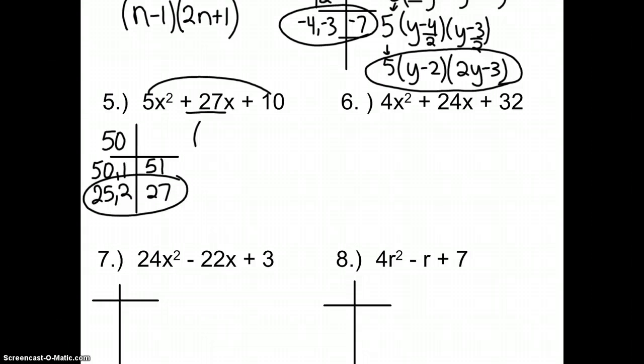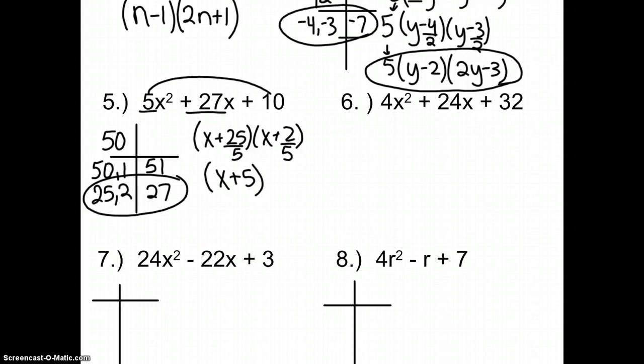So our factors are x plus 25 and x plus 2. Then we have to divide by our first number, which is 5, giving us an x plus 5. And again, we don't want a fraction, so we have to multiply it by our lower number, which is 5x plus 2. And we have reached our factored solution.